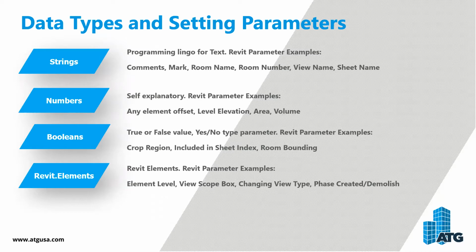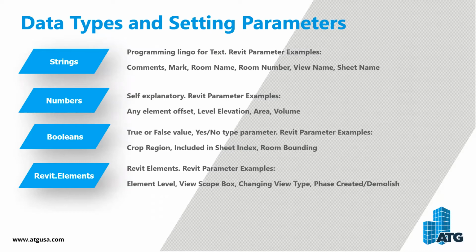So when you go into create a project parameter using either a shared parameter or a project parameter, and you click on that yes/no, basically the check on, check off box, it's going to give you a Boolean, or you can use a Boolean to set that parameter. Some examples of that would be the crop region, check on, check off. Included in sheet index, that's another one that's going to require a Boolean, and then room bounding for specific elements.